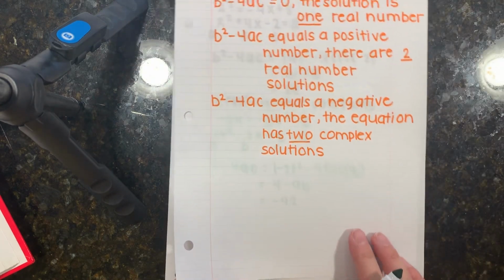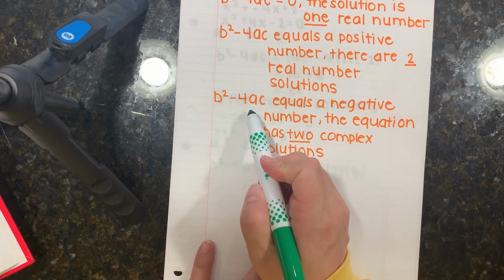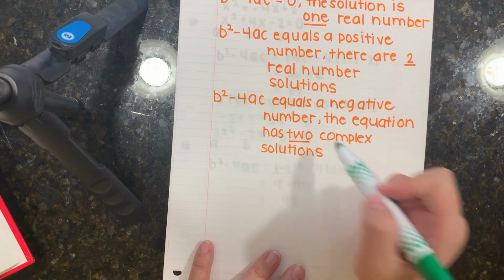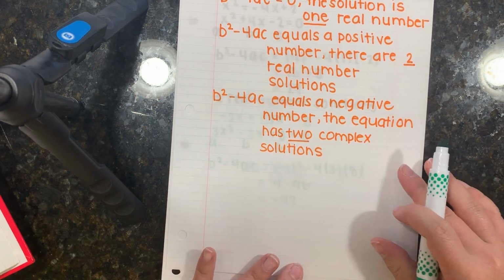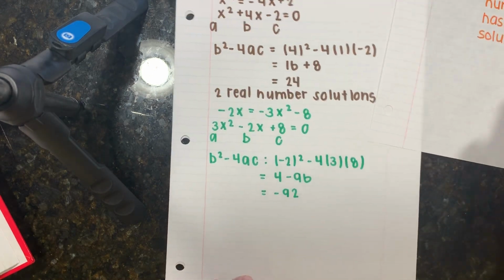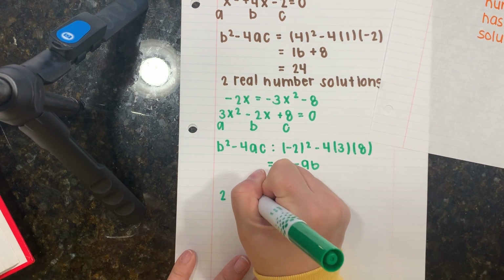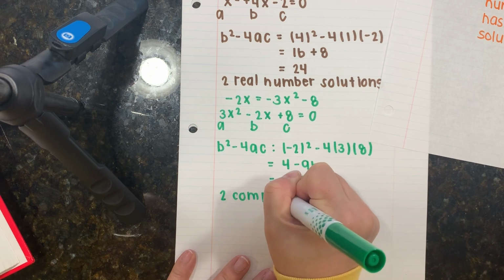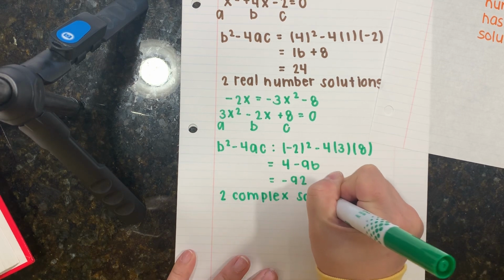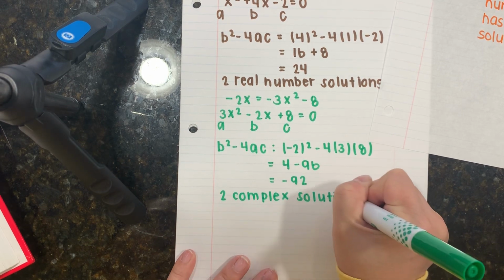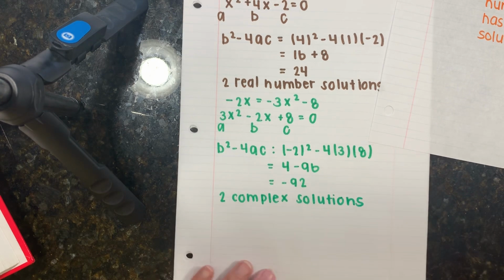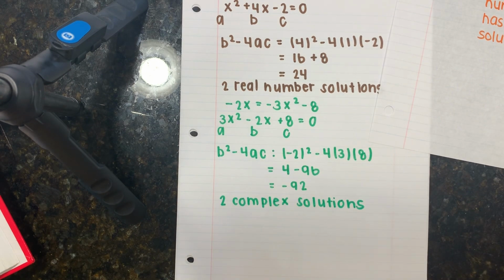So I'm going to go back to my cheat sheet here that says b squared minus 4ac equals a negative number. The equation has two complex solutions. So my answer is going to be that there are two complex solutions, and that would be your answer.